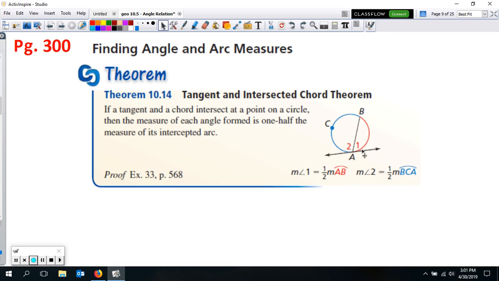Okay, so we kind of saw a half before when we had an inscribed angle. That angle was half of its intercepted arc. So it's very similar to that theorem. It's using the same idea where you're going to just multiply by 2 to get the arc, or divide in half to get the angle measure.